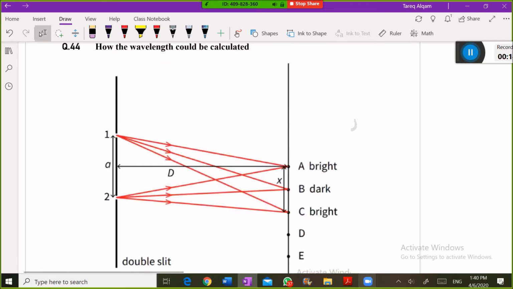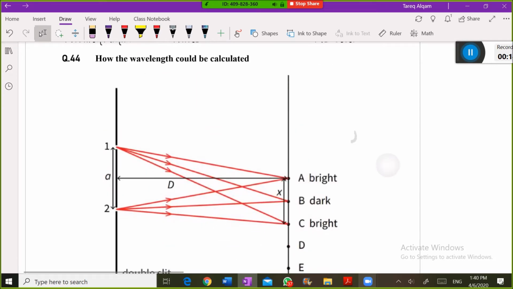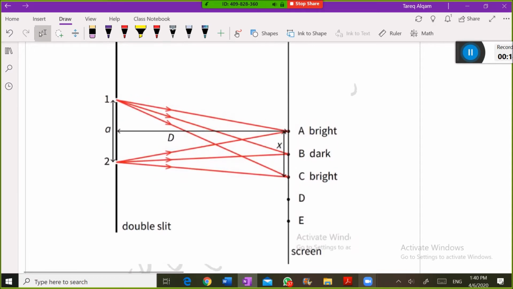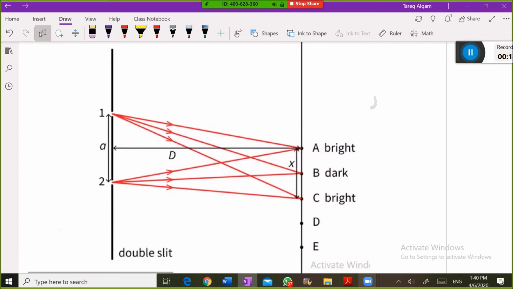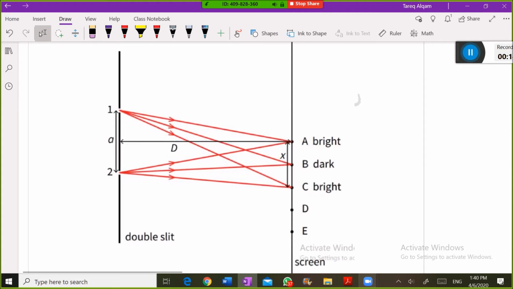Here we have a mathematical formula that represents the double slit interference pattern. I will observe, as we mentioned before, bright, dark, bright. Here we will have a dark region, then a bright region, and so on.